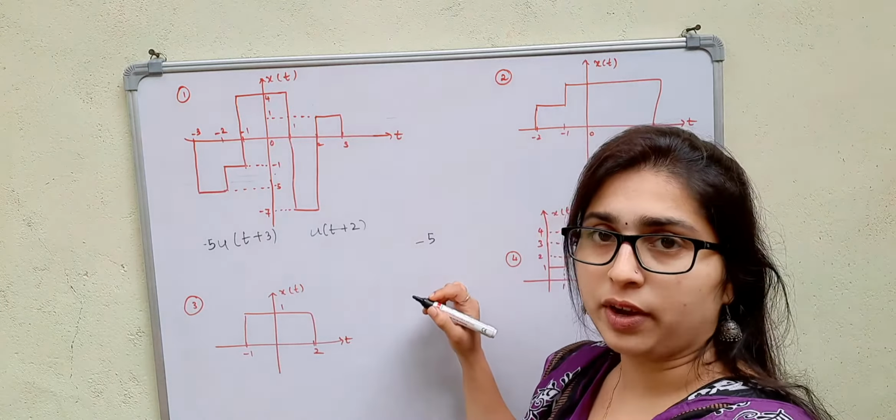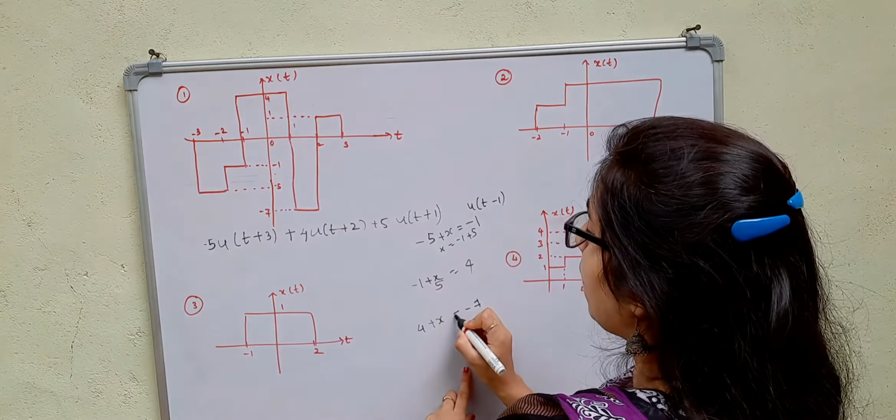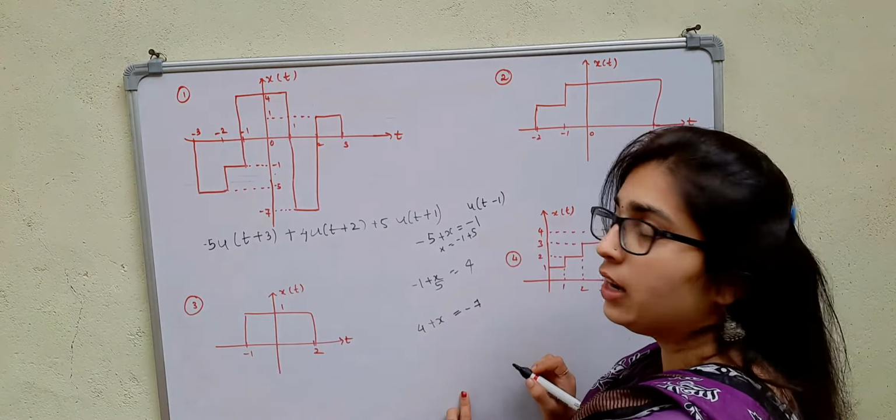Then what will be its coefficient? From 4 it is going to minus 7. This is the old step height and now it is a new step height. If I add something to this, I should get minus 7. So how do we find it? Minus 7 minus 4 equals minus 11. So the coefficient will be minus 11 u of t minus 1.